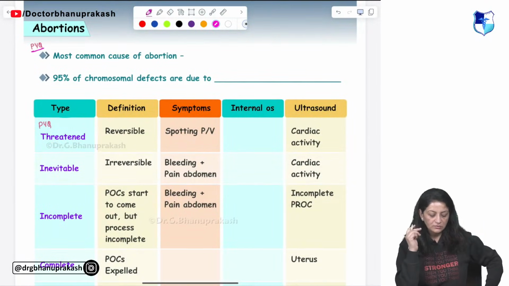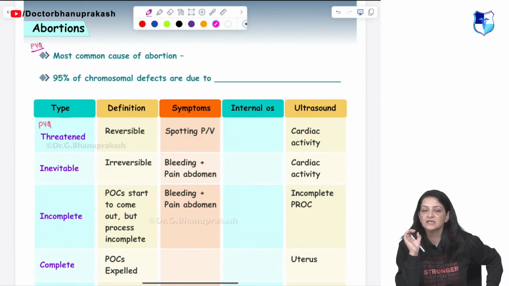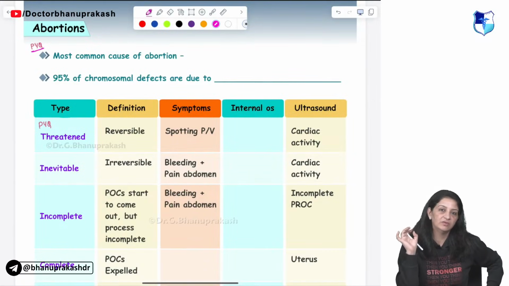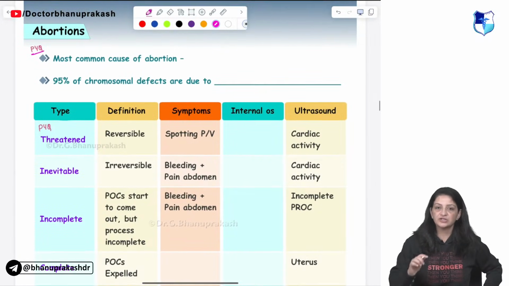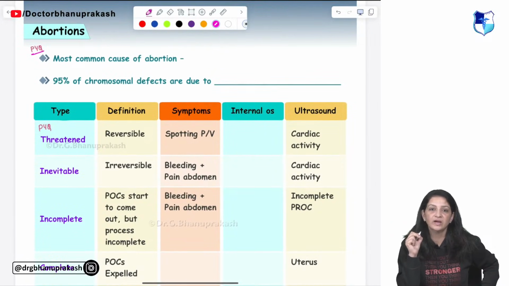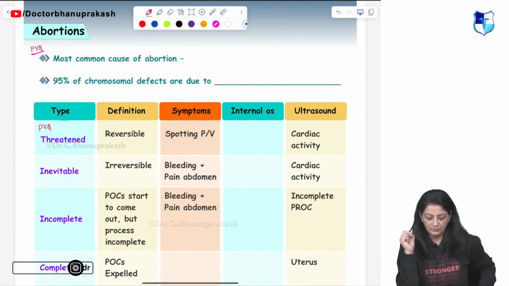Abortion means pregnancy loss before 20 weeks of gestation. This is called abortion. WHO definition: expulsion and extraction of fetus weighing less than 500 grams. So what is the most common cause of abortion?